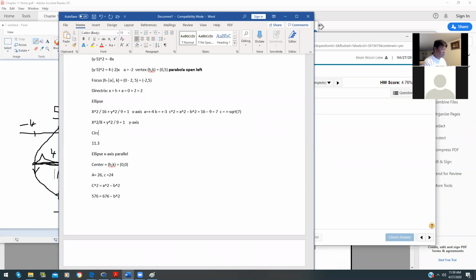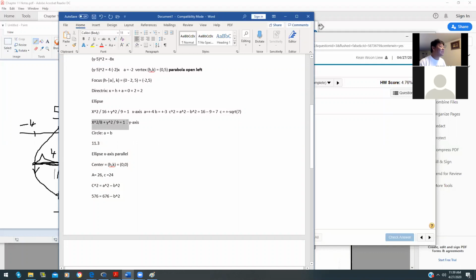Circle? Anyone know what to do if I give you an equation? This is a circle. How do we figure that out? Anyone? To figure out that this is a circle, your A has to be exactly the same as B.